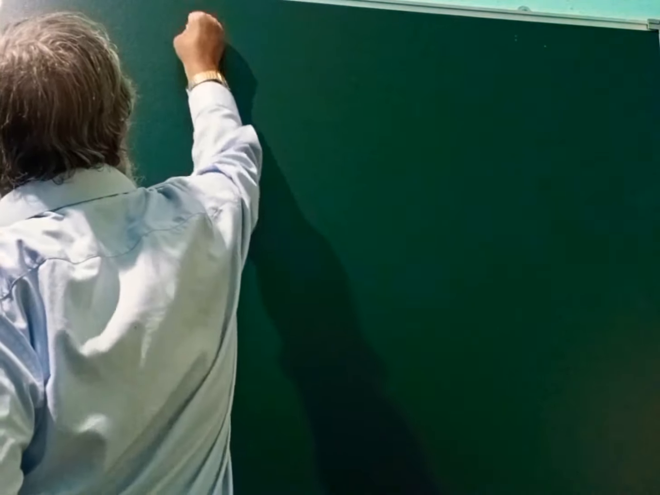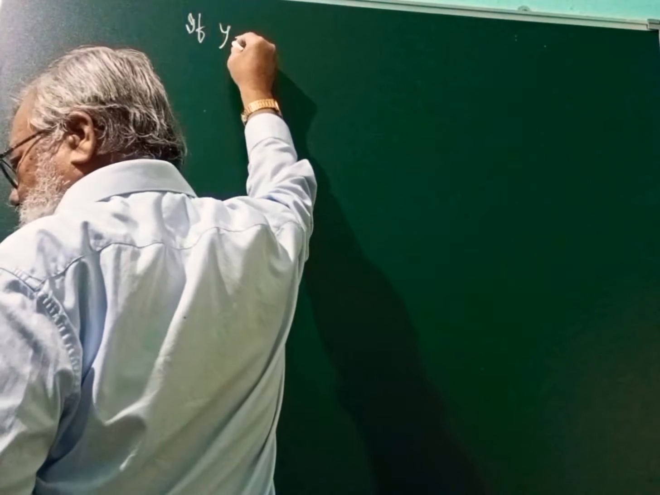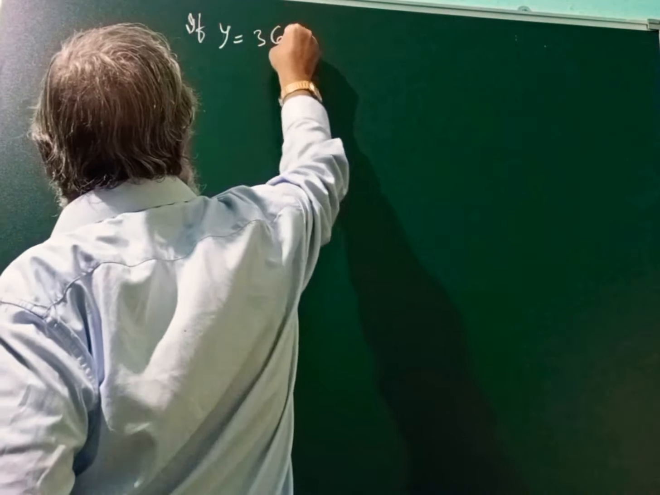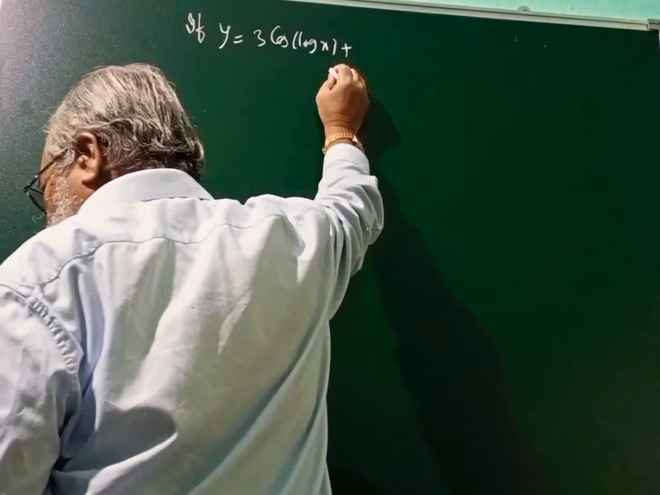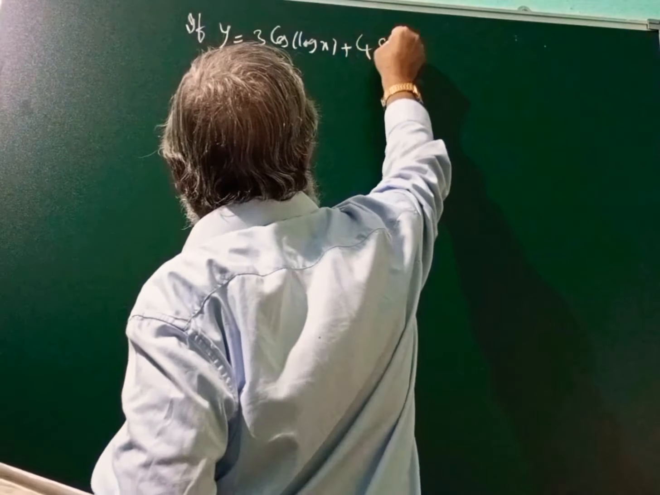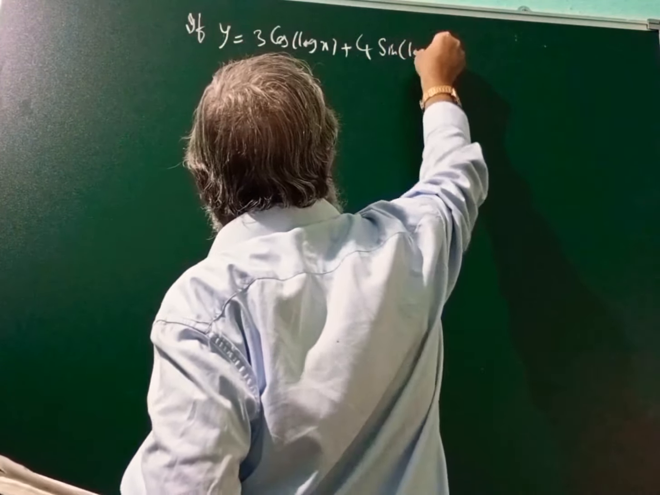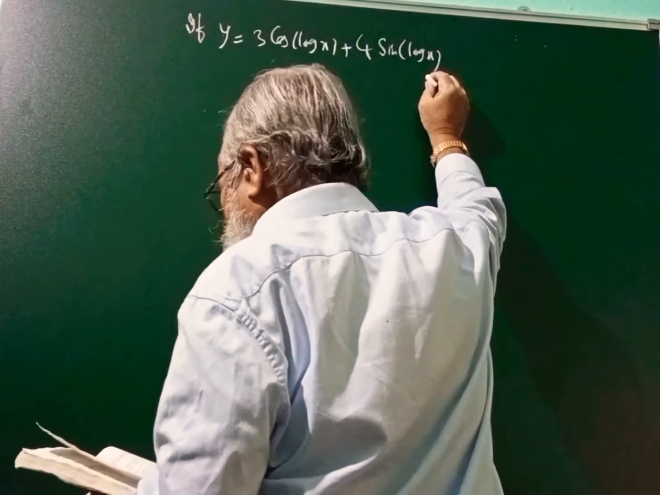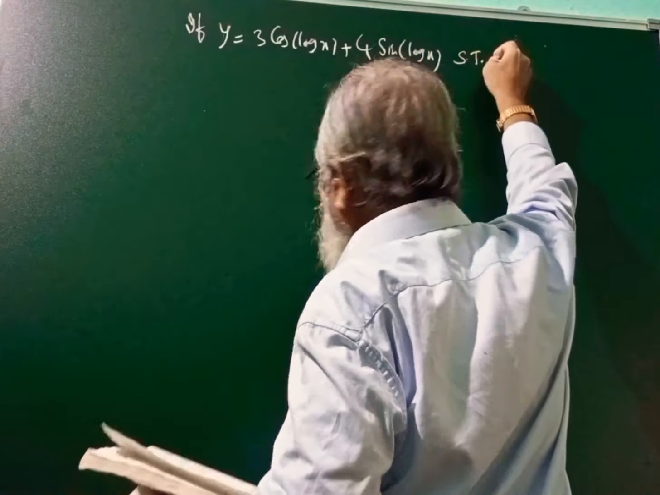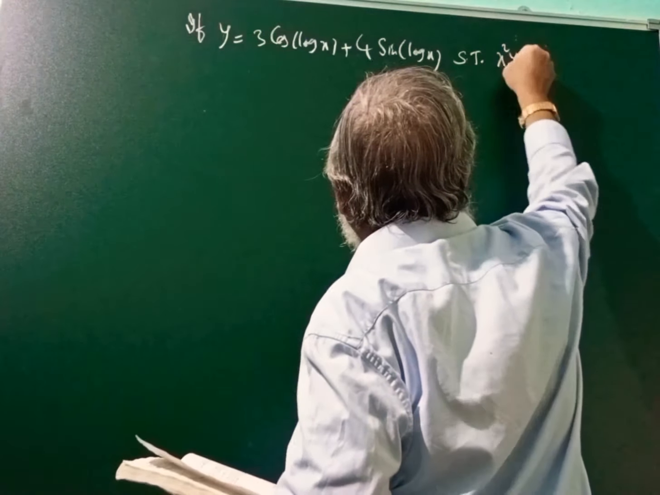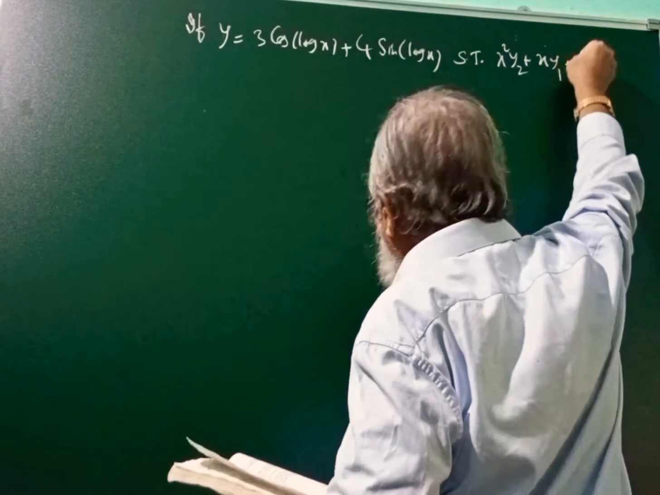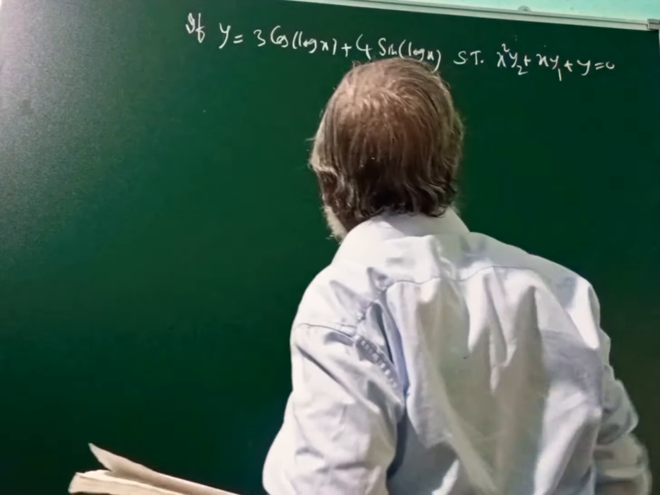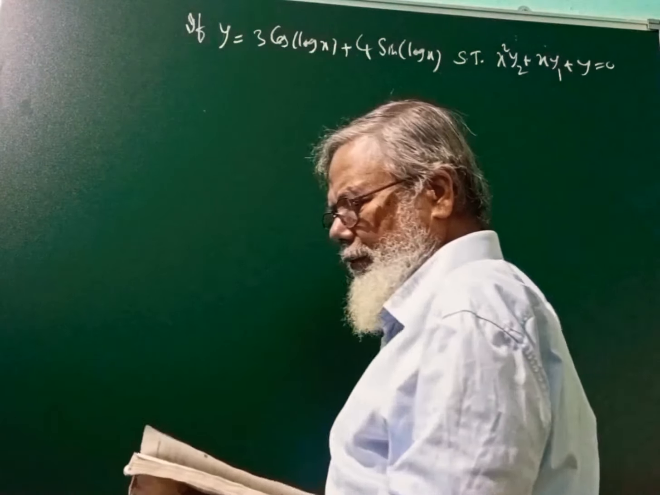Next problem. If y is equal to 3 cos of log x plus 4 sin of log x, show that x square y2 plus xy1 plus y is equal to 0.